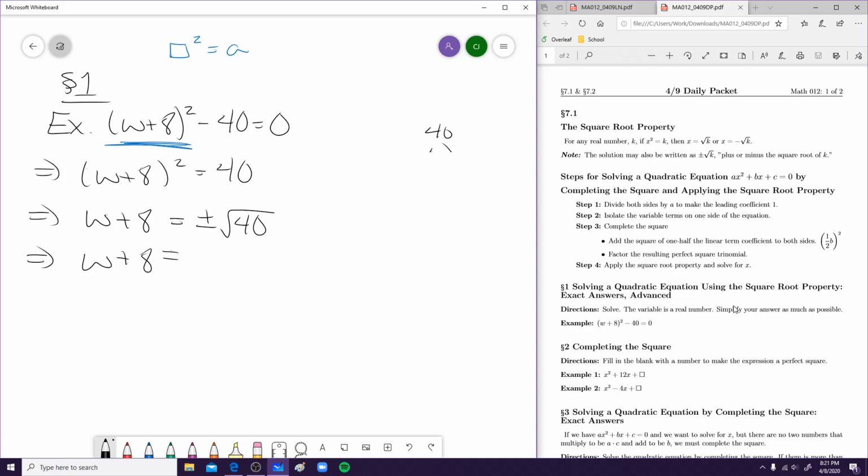Over here, this is 4 times 10. 4 can be broken into 2 times 2, and 10 is 2 times 5. So 40 can be rewritten as 2 cubed times 5. Okay, so we're looking at a power of 3 and a power of 1. Because the power is 3 and the index is 2, this can be simplified even more. So let's do that.